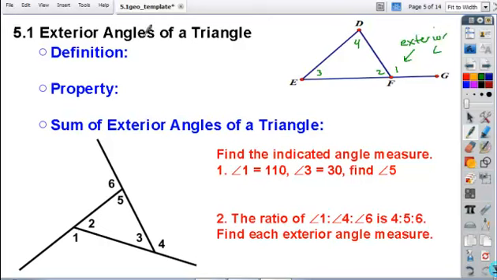So an exterior angle is defined as an adjacent angle formed by extending one side of a triangle. Exterior angle 1 is adjacent to one of the interior angles. And the other two interior angles, so in this case angles 3 and 4, are called remote interior angles.